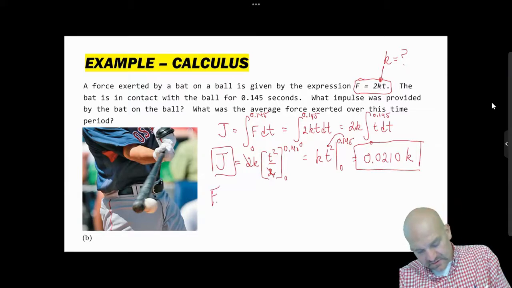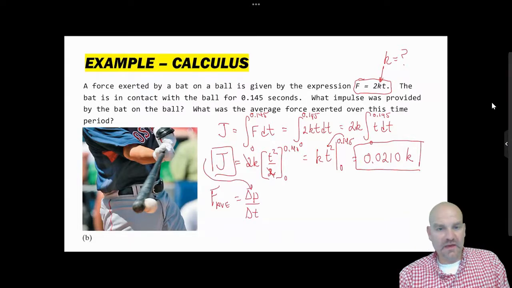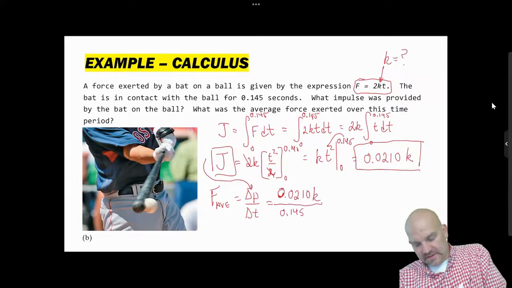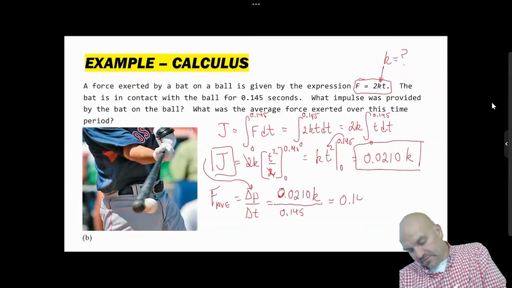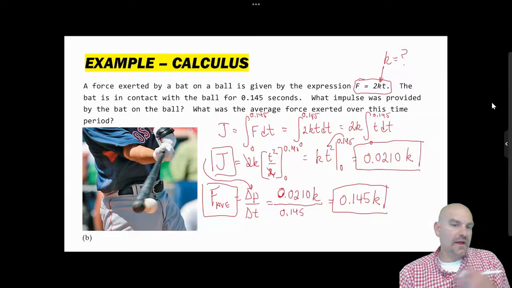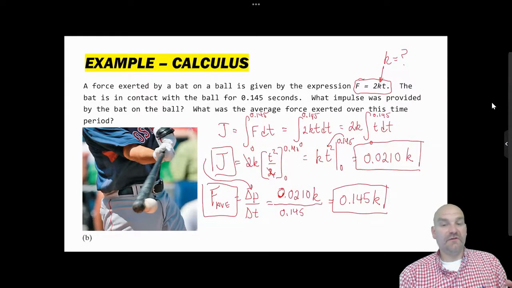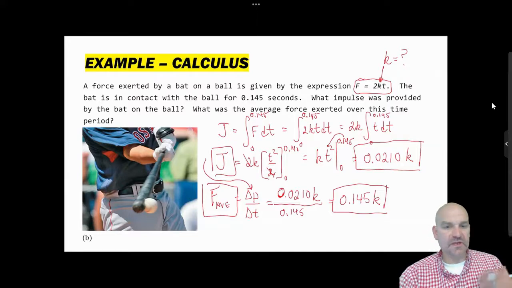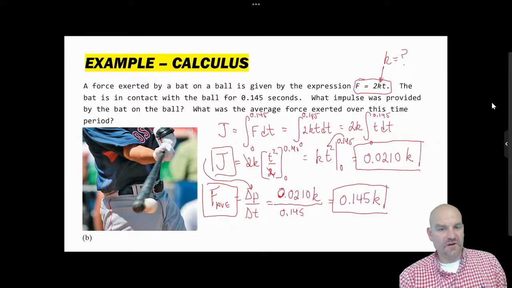Now, if I want to find the average force, remember, J is equal to delta p. So I take this expression, 0.0210 k, and divide by my time interval, 0.145. Then I find that my average force is 0.145 k. Again, if I give you what k is, you can figure out the actual force and the actual impulse. But these are expression-type questions just to give you a feel of how calculus is used here.